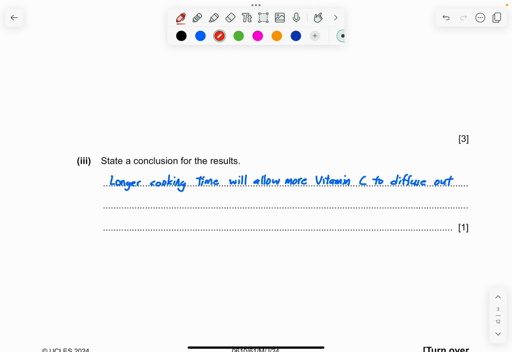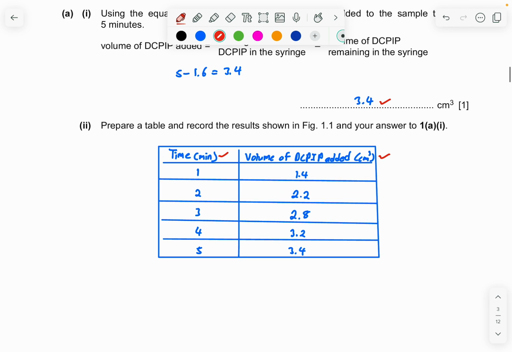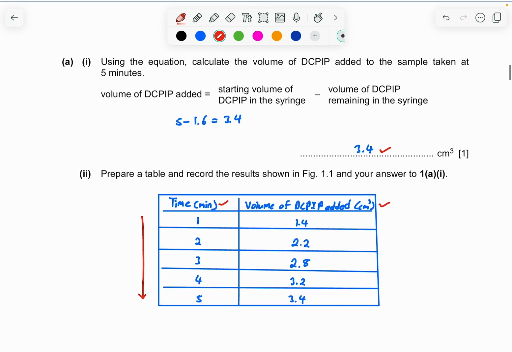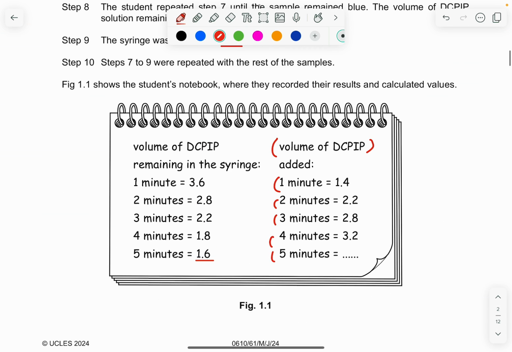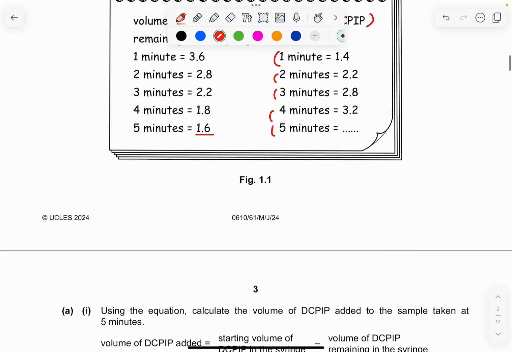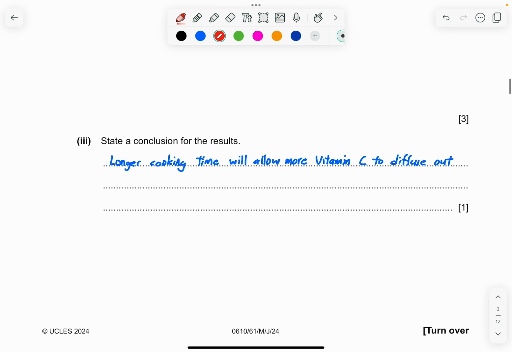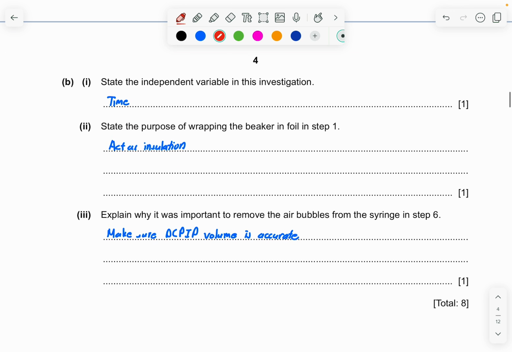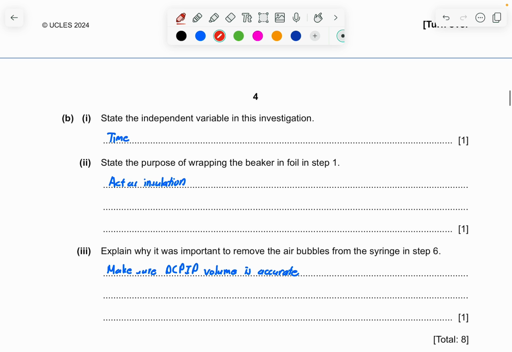Part 3, state a conclusion for the results. You can see that the longer the cooking time, the more DCPIP is added, so the DCPIP remaining has decreased. So the longer cooking time will allow more vitamin C to diffuse out. B part 1, state the independent variable in this investigation. I've mentioned that it's the effect of cooking time, so you can just put time.